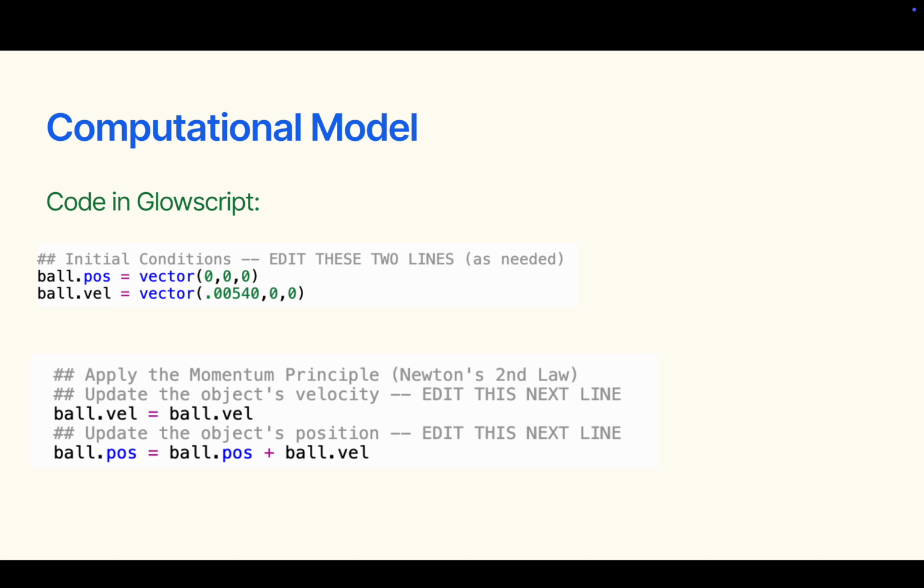So for applying the momentum principle, I put ball velocity as ball velocity because I wanted my ball velocity to be the vector shown above, and then my ball position is equal to the ball position plus ball velocity because of the position update formula.